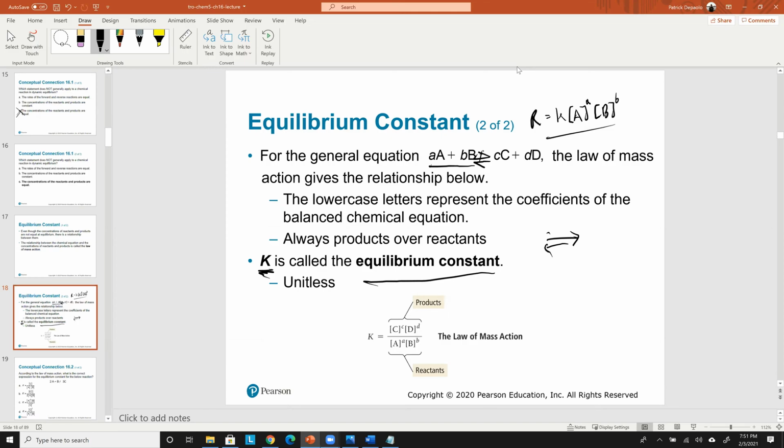You might see different questions on the exam. Some of them have one arrow and that might throw you off. If you see one arrow that goes to the products, don't consider anything about equilibrium because it's just a forward reaction.